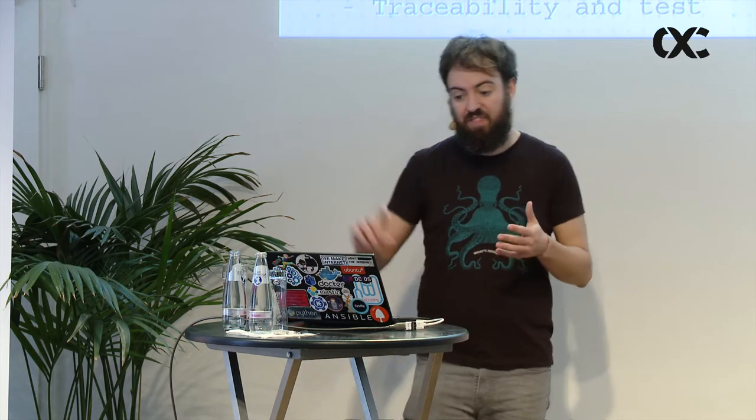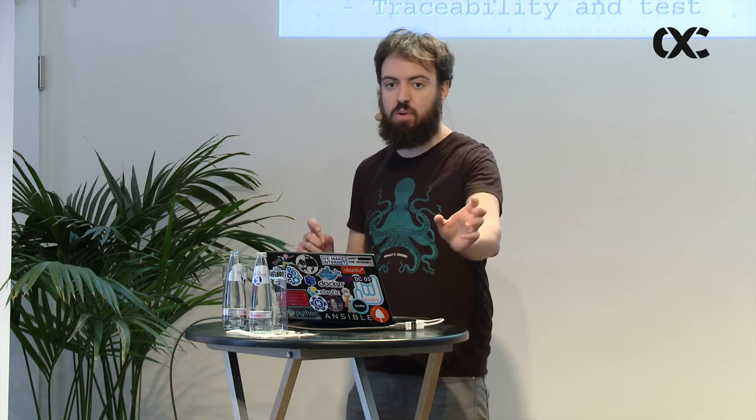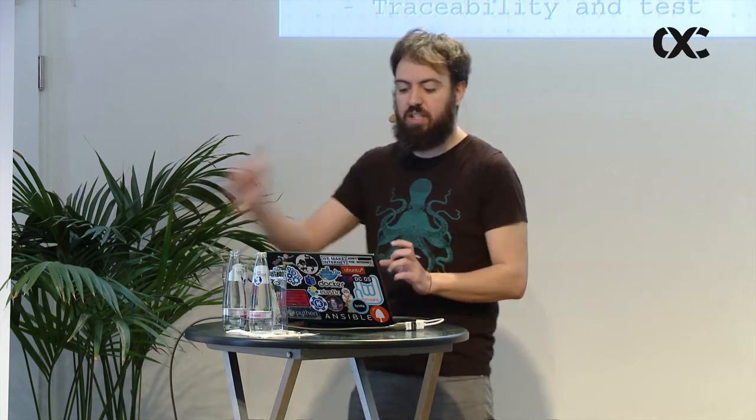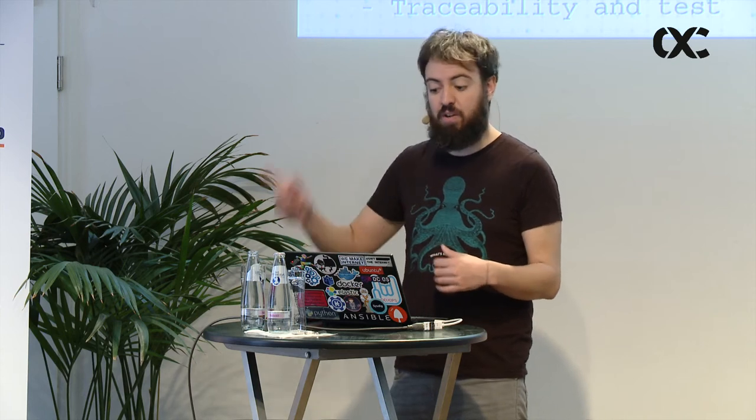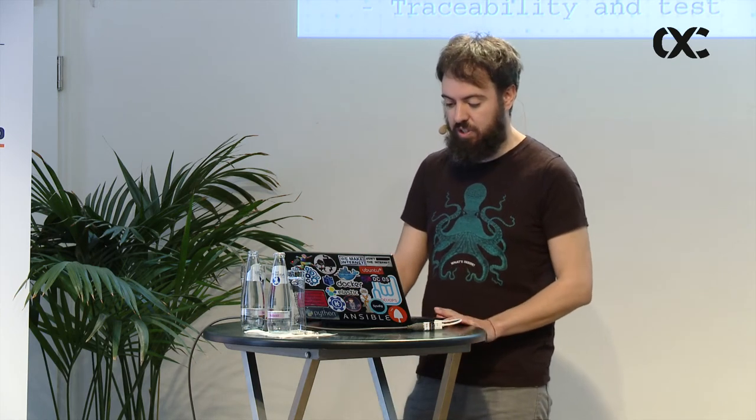Number three: reduce the scope and access. Very similar. For those microservices, we can apply different policies that say, okay, I will access only this other microservice, or I will access only this database. And then the fourth point, protections and defenses. So from firewalls to encryption, best practices, coding with security, all that. And the fifth point, traceability and testing. This is not something you do once and forget. It's part of the pipeline, which is what we are going to discuss today. The problem with security is that probably your organization has started to adopt DevOps.